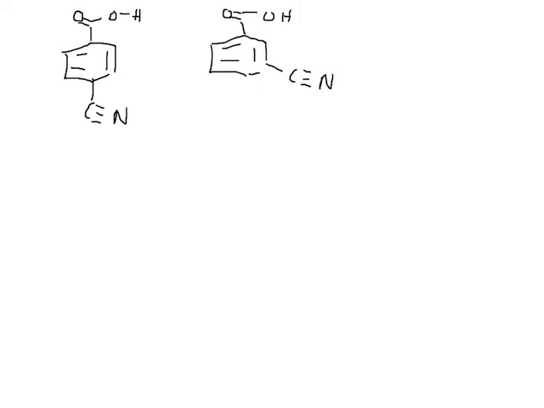So same exercise again. You know they're both nitrile groups, an electron withdrawer. So you know it's going to decrease the pKa, but you can't tell without drawing resonance structures which one's going to have the greater effect, the meta or the para. So let's draw the resonance structures.